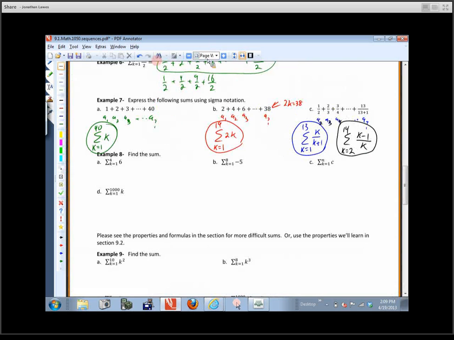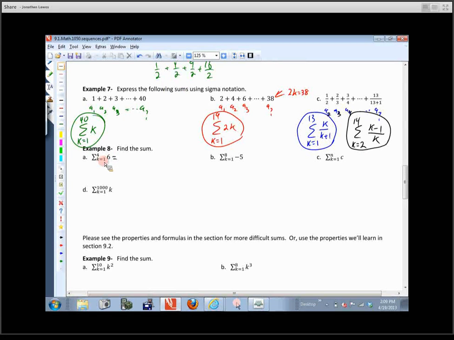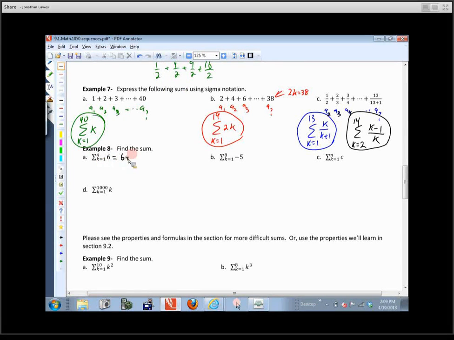Okay. We're going to move through these next couple pretty quickly because these should be pretty easy. What is every one of these terms? Answer's 24, right? Because there are 4 6s. This is going to be -5 plus -5. How many -5s? 8. So the answer to this one is going to be 8 times -5. Started at 1, stopped at 8. That means there's going to be 8 of those numbers right there.